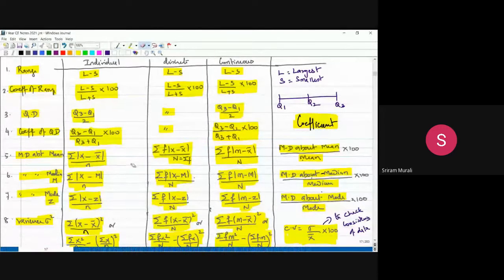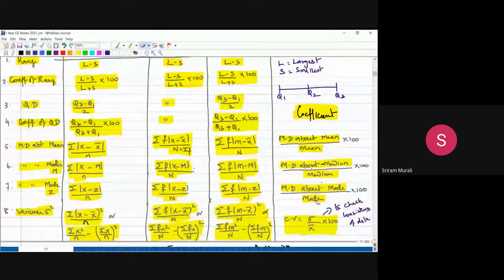And then variance. Variance and deviation, what is the difference? In deviation, we have to take a modulus. In variance, we will square it. With a minus b the whole square, it will expand and you will get this. So for coefficient of variation, CV equals sigma by x bar. Sigma is the standard deviation. SD is nothing but small sigma. Variance is sigma square.